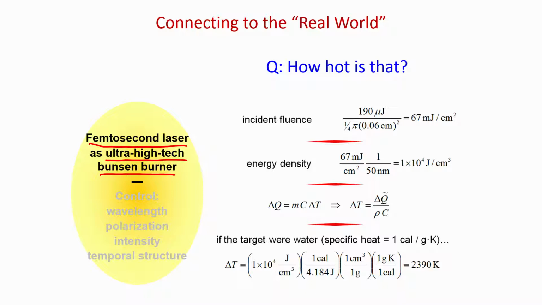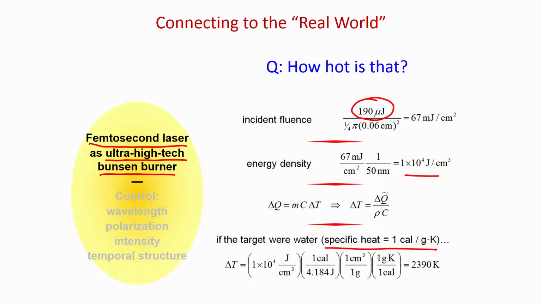We want to deposit the heat energy, and the question is how hot it can be. That is an important question. If we consider 190 microjoule per pulse energy, that is a very nominal energy. Most ultrafast laser laboratories are using 190 microjoule per pulse energy. If we focus that beam on a water target, H2O, then the specific heat of water is 1 kcal per gram per Kelvin.